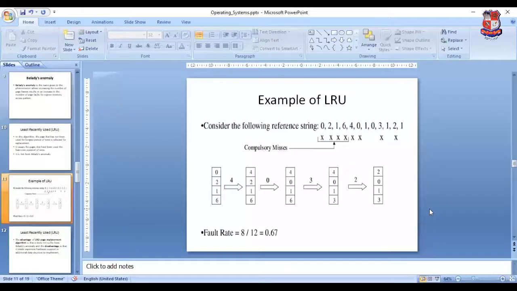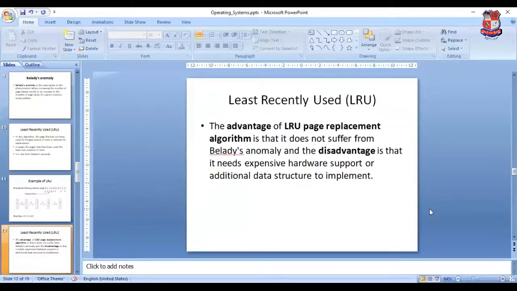So here page fault is 8. So 8 divided by total reference string 12. Okay. Fault rate is 0.67 and fault ratio is number of page fault divided by total number of references multiply 100. So 8 divided by 12 multiply 100.